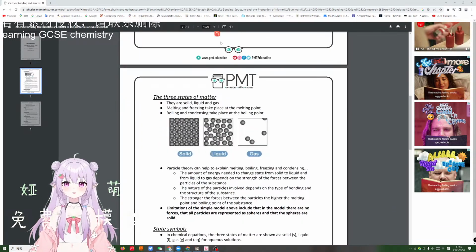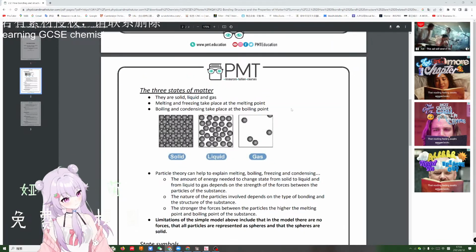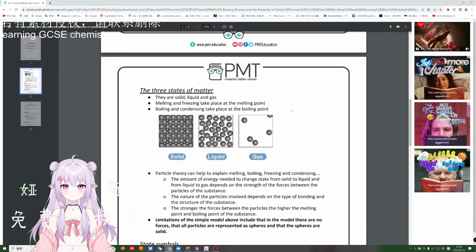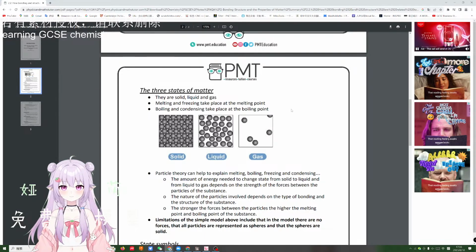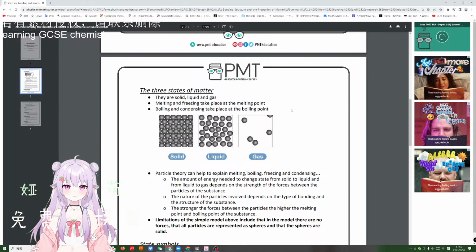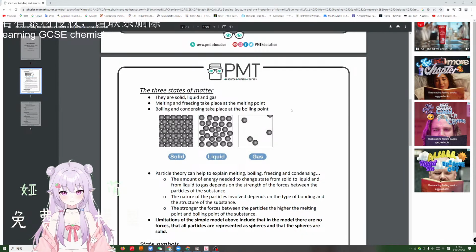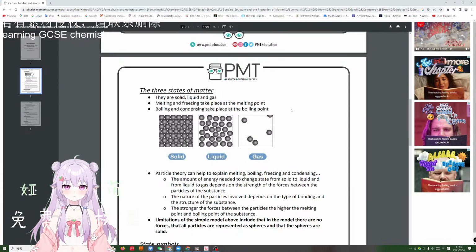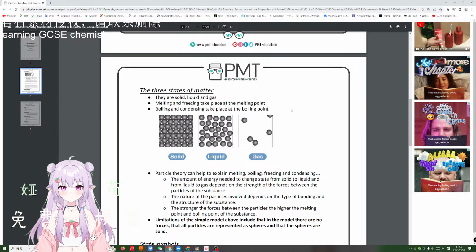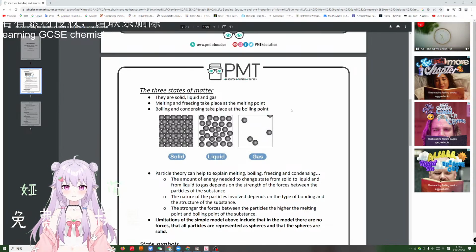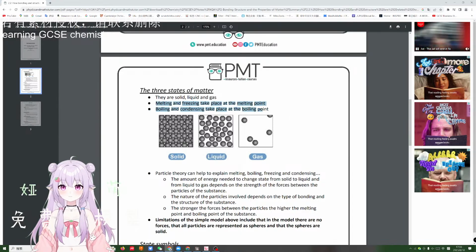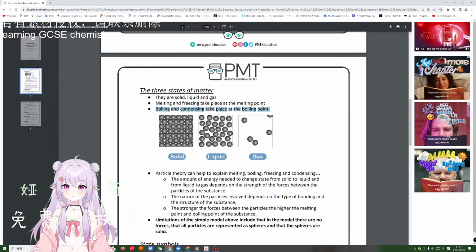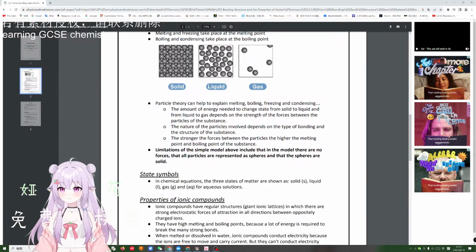So, the 3 states of matter: we have solid, liquid and gas. Melting and freezing take place at the melting point. Boiling and condensing take place at the boiling point.